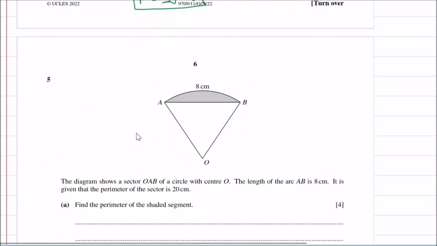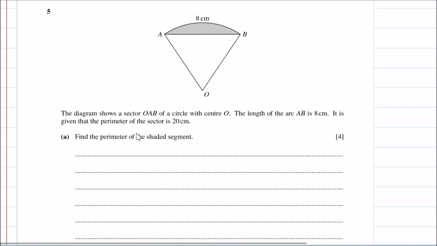Okay, let's go to the next part. The diagram shows a sector OAB of a circle with center O. The length of the arc AB is 8 centimeter. It is given that the perimeter of the sector is 20 centimeter. Find the perimeter of the shaded segment. We have to find the perimeter of the shaded segment.